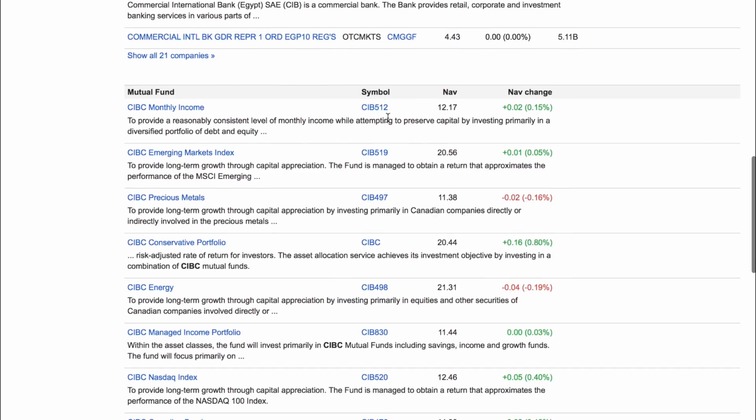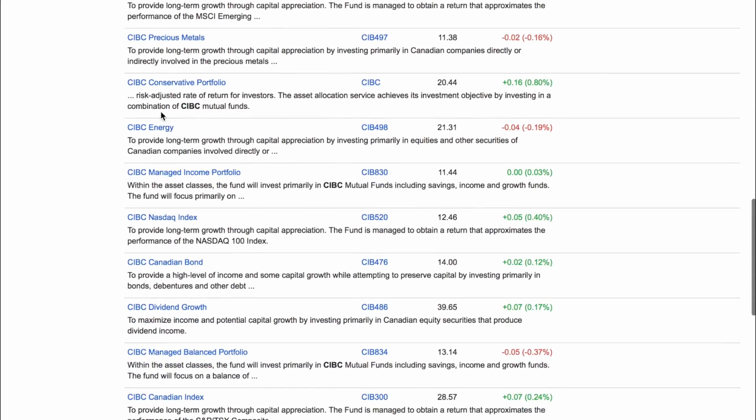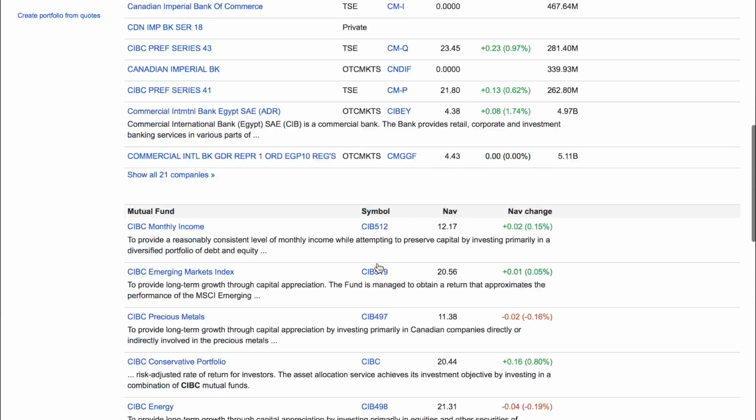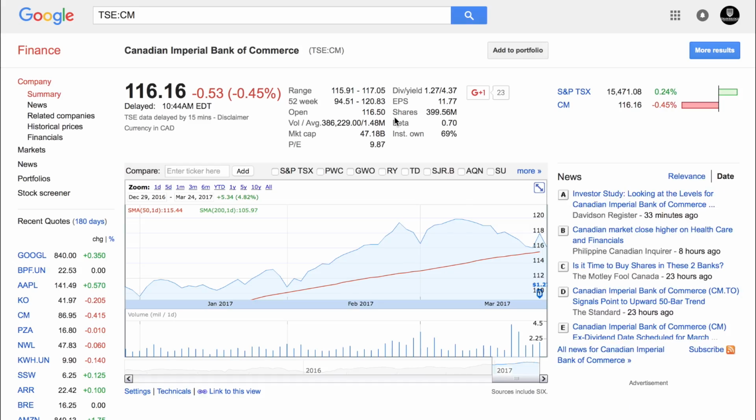And you can see here that all of the mutual funds that CIBC offers are actually on this page. So you can look up the CIBC Canadian bond by the ticker number. So this is the ticker, the CIB 476. You can actually look at all that information if you delve into it. What we're going to take a look at is the actual CIBC stock. We're going to look at the dividend.